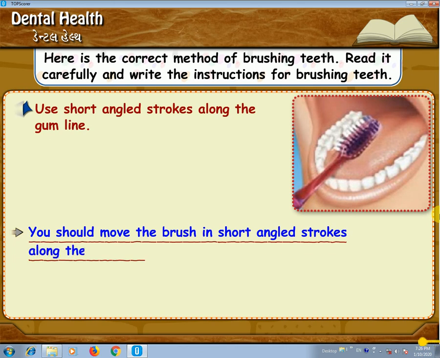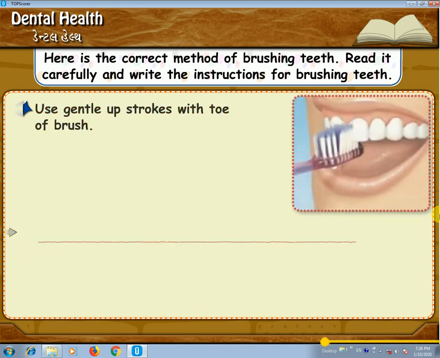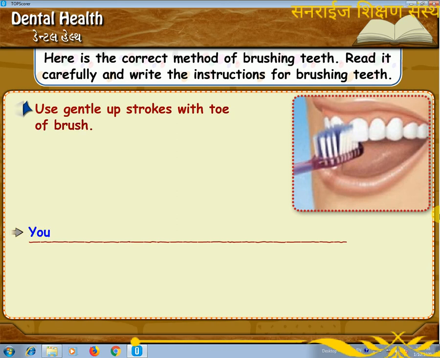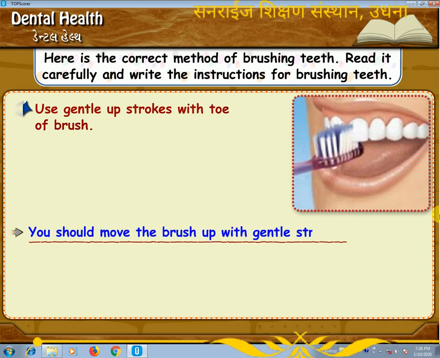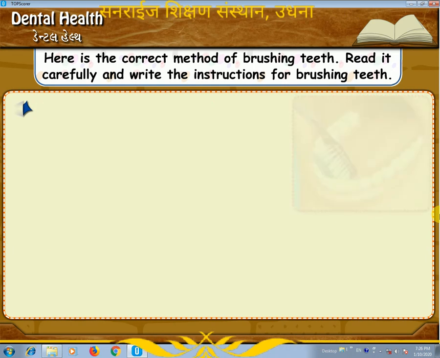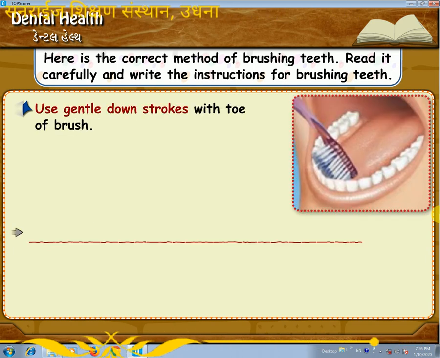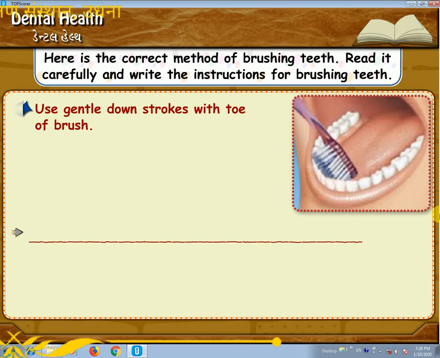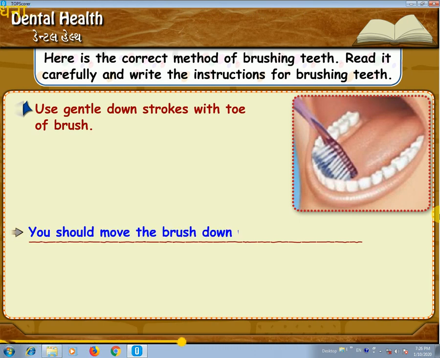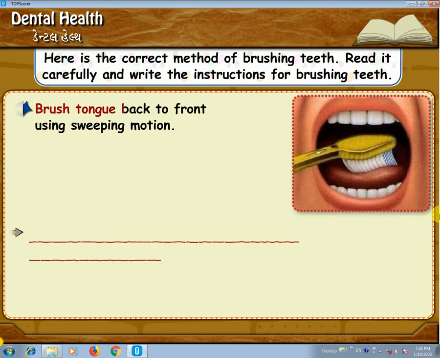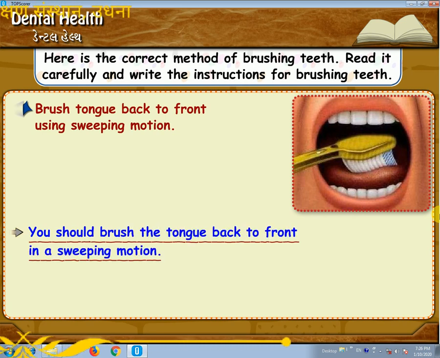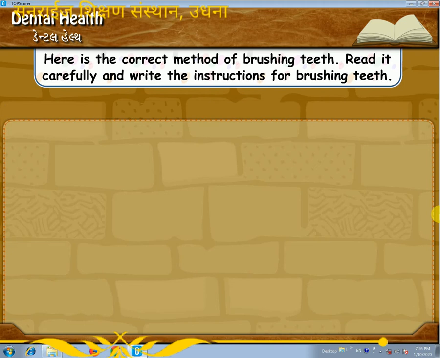Use gentle downstrokes with toe of brush. You should move the brush down with gentle strokes. Brush tongue back to front using sweeping motion. You should brush the tongue back to front in a sweeping motion. Given here is the prescription for Kalaben about her disease, dosage and timings of medicines. Let us read this prescription and write it as a paragraph.